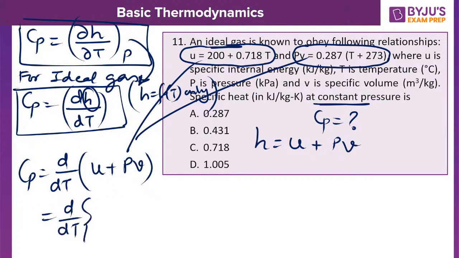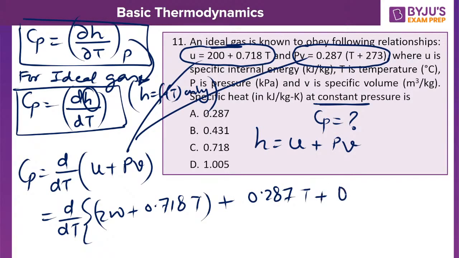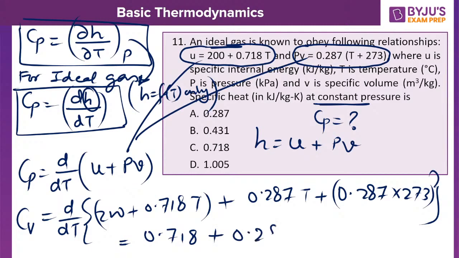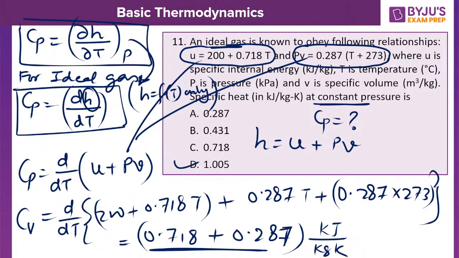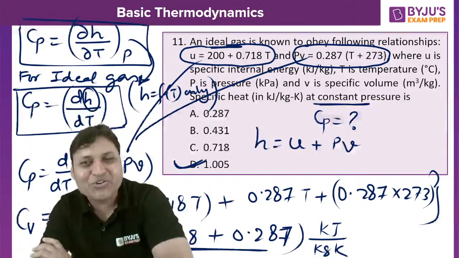So d by dT of U, which is 200 plus 0.718T, plus 0.287T plus 0.287 into 273. Do the differentiation with respect to temperature. So the value will be 0.718 plus 0.287. That will give you kilojoule per kg Kelvin. Without solving also you could have got the right answer, isn't it? The correct answer for question number 11 is D. But you should know how to solve it.